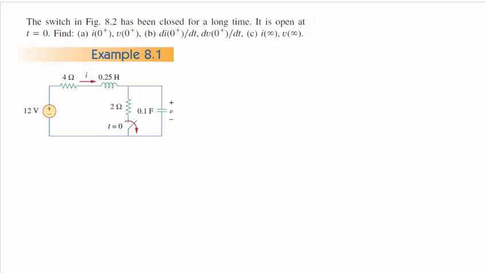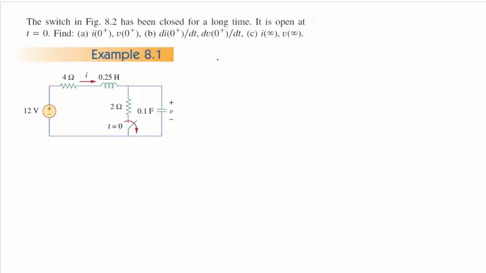So here's our circuit that we want to look at. It says that the switch has been closed for a long time. So if the switch has been closed for a long time, that means your capacitor is going to be fully charged up, and it will be behaving as an open circuit at that point. And that will also mean that the inductor is going to be behaving as a short circuit after a long period of time has happened.